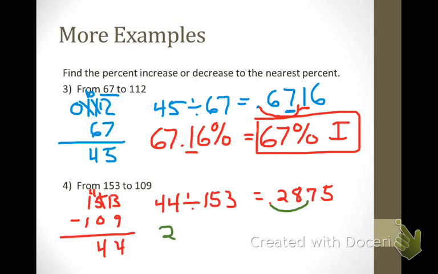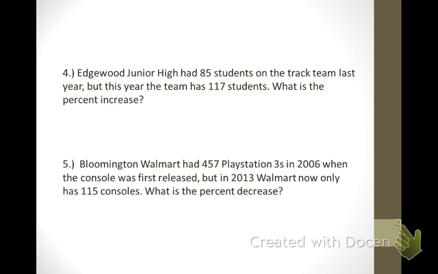And then now I need to move my decimal 2 places again. So I'm going to get 28.75, and that's my percent, so I need to round to the nearest whole percent, so that would be 29% is your answer for that one. Okay, and then we're going to look at 2 story problems here in just a second. So we're going to move on to the next slide.